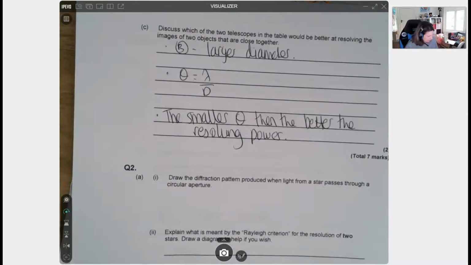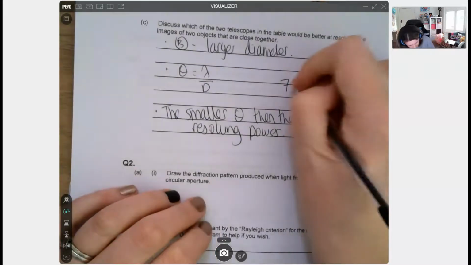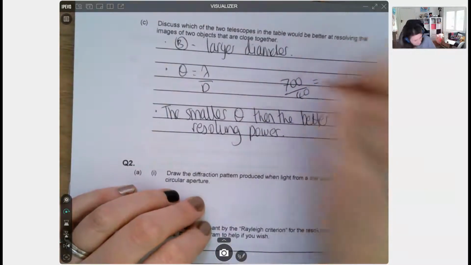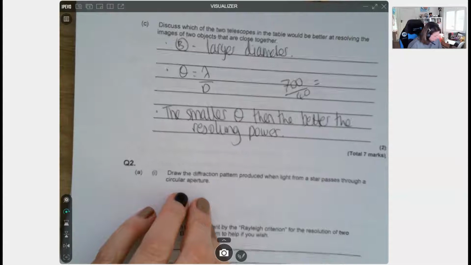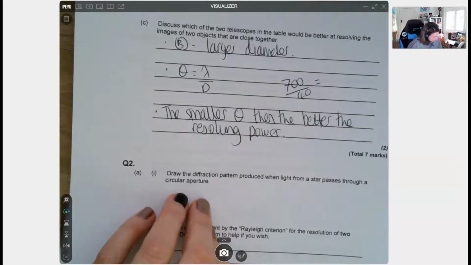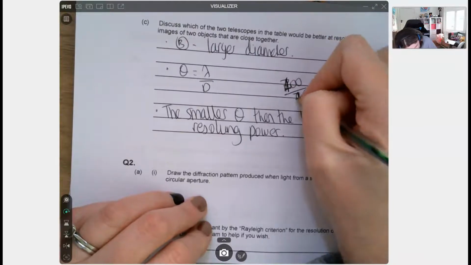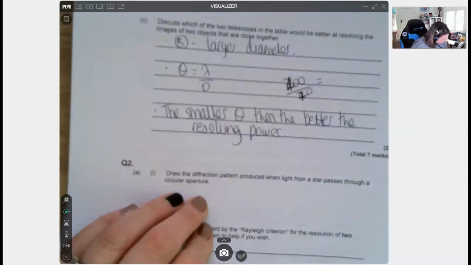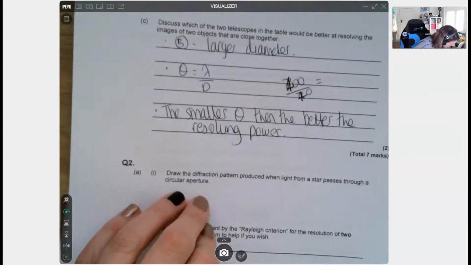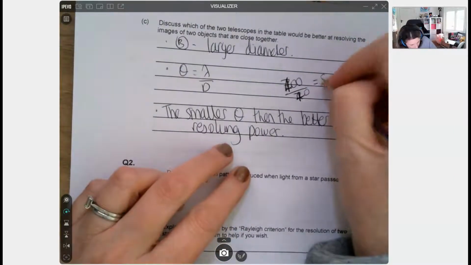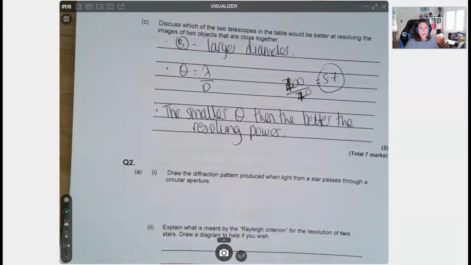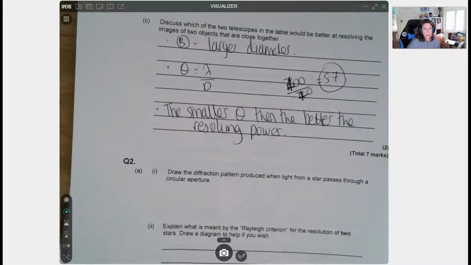You can figure it out by a ratio as well. So if you did 700 divided by 40, is it 700 or is it, oh hang on, I've lost the sheet. No, 400 divided by 70. It's 5.7 times better. So you can see things that are 5.7 times closer together or 6 times closer together.